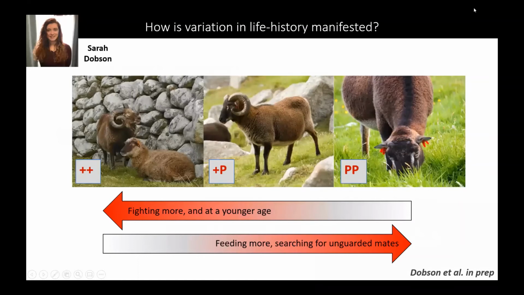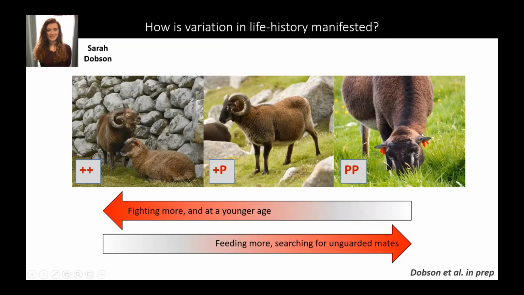So linking genotype to fitness in this sense is really useful for trying to understand evolution at the locus, but it still neglects to look at what's actually happening in the real world and how this variation in life history is manifested. An undergraduate honours student, Sarah Dobson, last year was looking at differences in behaviour between the 3 different genotypes. Her research suggests that males that have these larger horns, or are homozygous for the plus allele, are fighting more and at a much younger age, and this is leading to higher mortality.